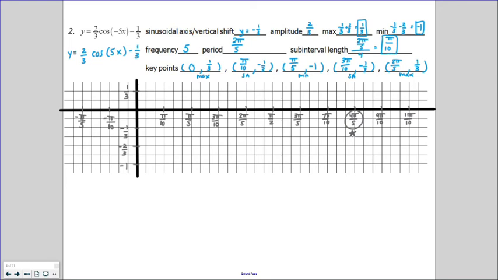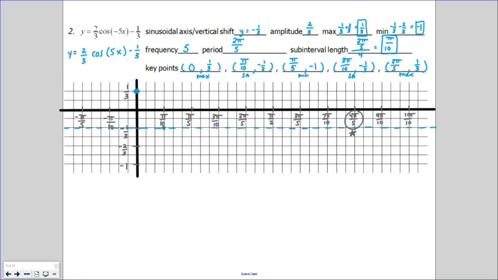And then we're going to start plotting these points. So starting on the y-axis at 0, first thing I'm going to do actually is sketch in my sinusoidal axis. Because it's different, I can see it a little bit more clearly now. And that's going to be really important when I go to actually graph the points where we cross the sinusoidal axis. All right, so that's my sinusoidal axis. Now cosine always starts at its maximum. So at 0 radians, we're going to be maximum, and then every subinterval, we're going to have another key point.